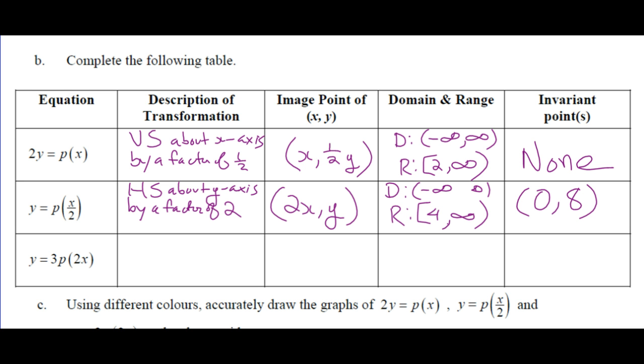So it's a horizontal stretch about the y-axis by a factor of 2. The image point, (2x, y). Domain cannot change under anything we do. Stretch, reflection, translation, it's all real numbers. We're going to make it 2 times all of the real numbers because it's stretched by a factor of 2. Now it's negative 2 infinity to infinity. No, right? No such thing. The range stays the same as the original, right? Nothing happened there. And the invariant point was (0, 8).